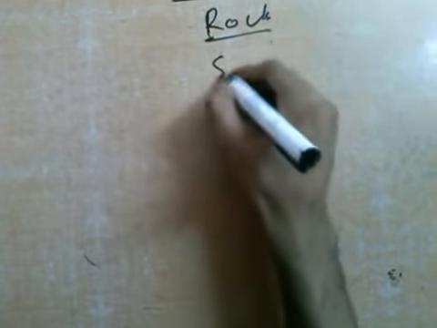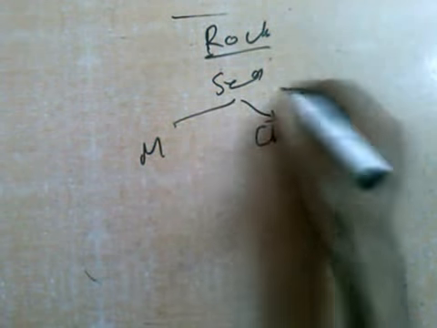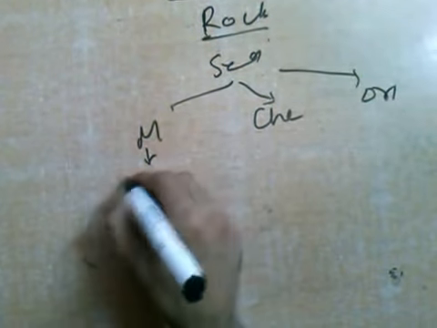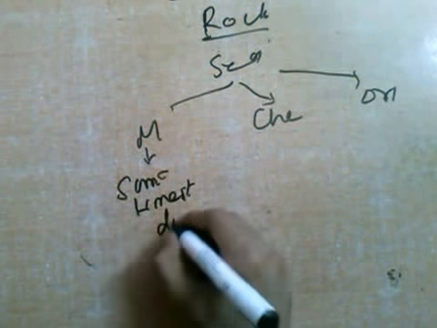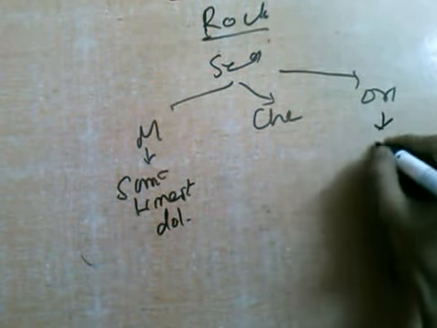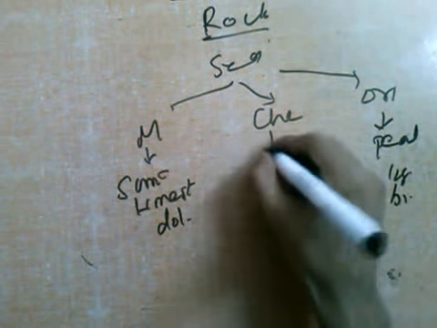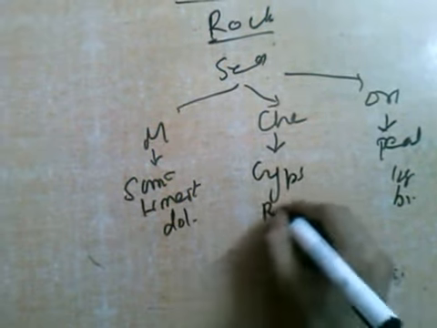There are three types of sedimentary rocks. One is mechanically formed, another is chemically formed, another is organically formed. An example of mechanically formed is sandstone. Limestone, dolomite, etc. Organically formed: peat, lignite, bituminous. Whereas chemically formed are gypsum and rock salt.